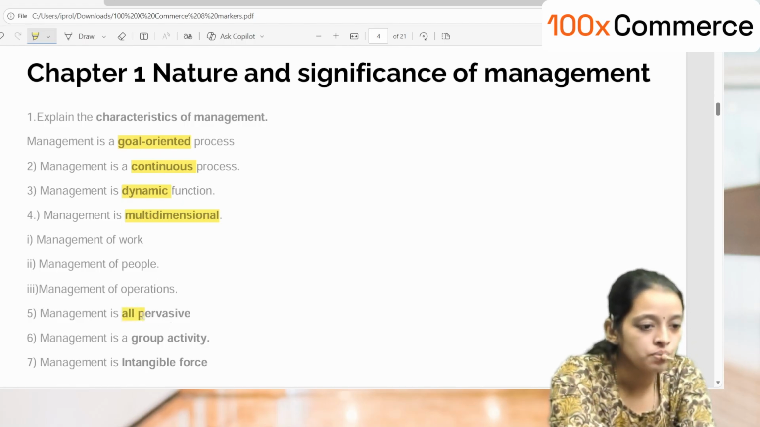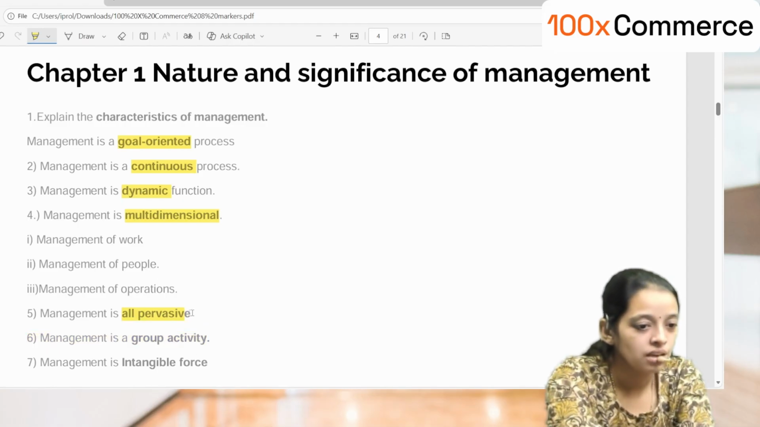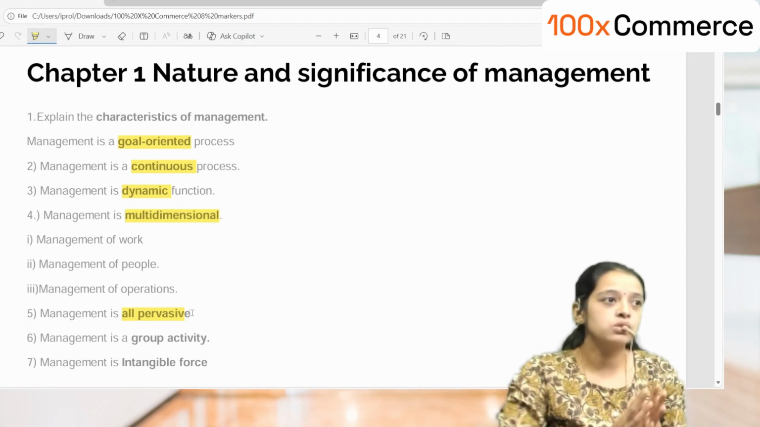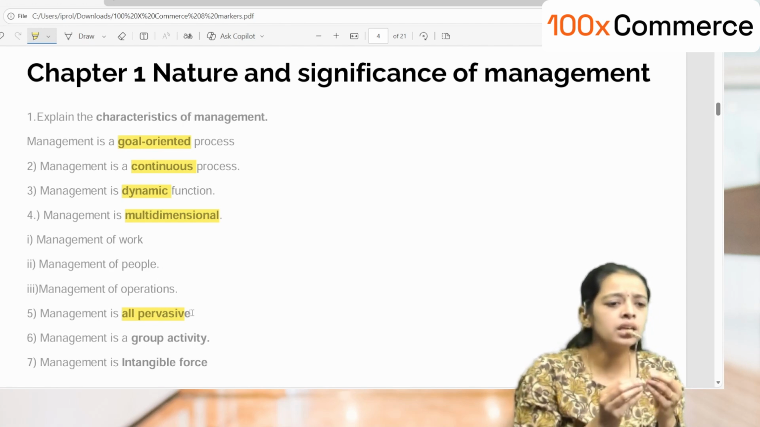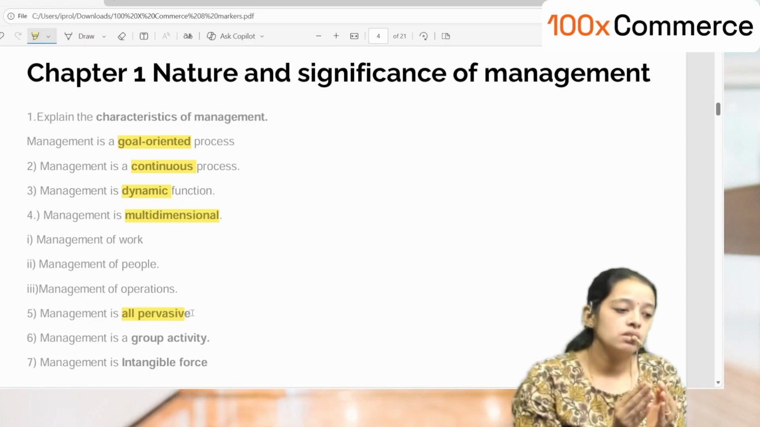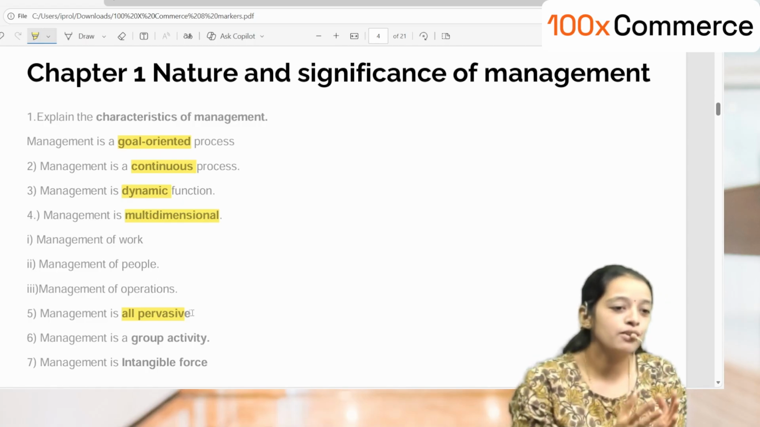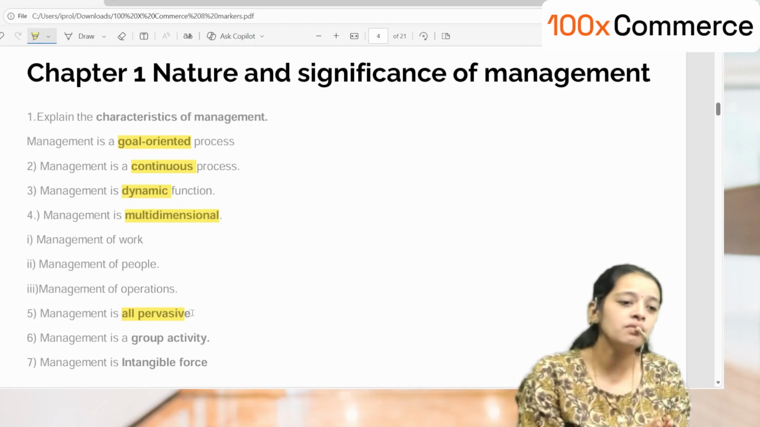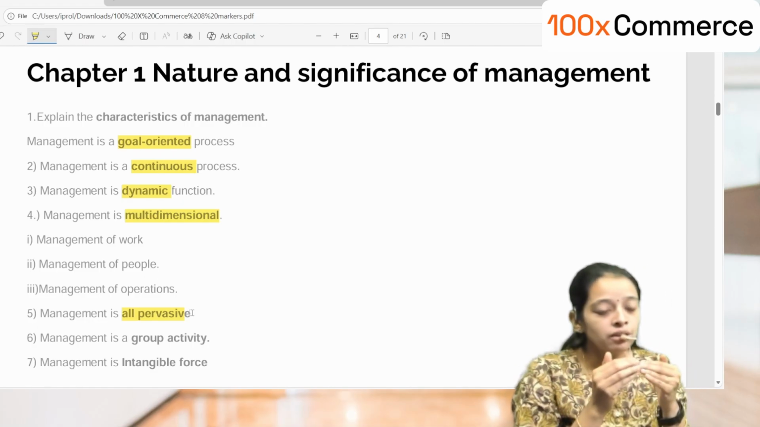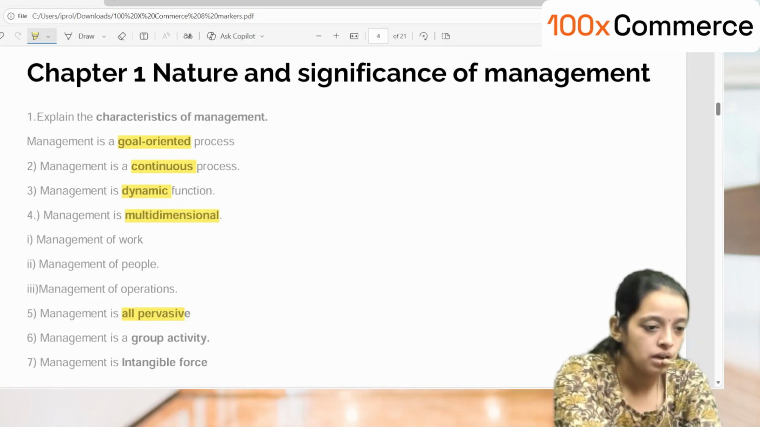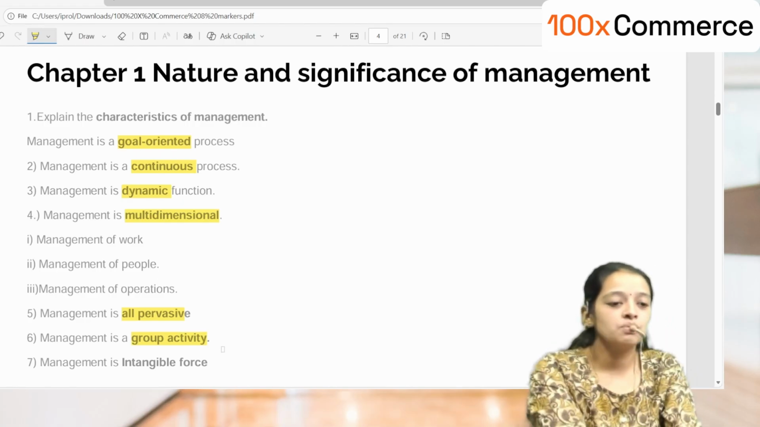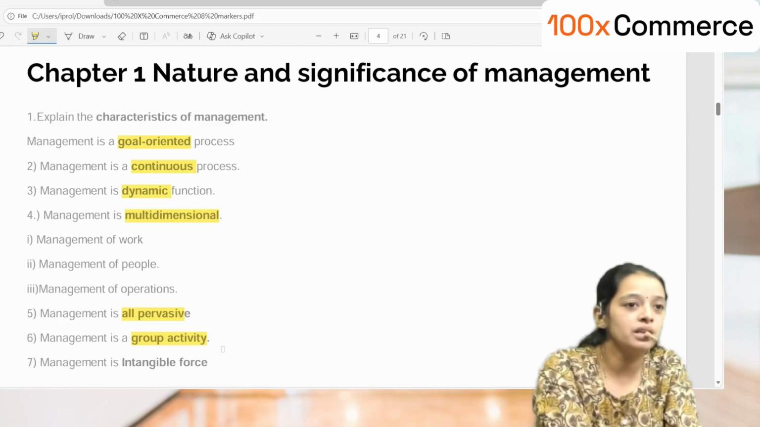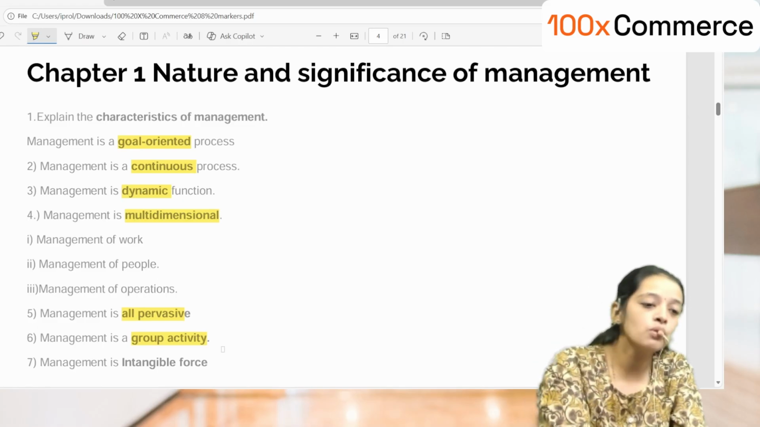Next one, management is all pervasive. Pervasive means what? Universal in nature. So the keyword to remember is that pervasive is nothing but universal. So management is a concept which is present everywhere. Any kind of business you can see, whether the business is small, whether the business is big, or whether it is a school or hospital, everywhere we have the essence or the effect of management. Next one, management is a group activity. Everything cannot be just managed by a single individual person. It is completely a teamwork and a group activity.